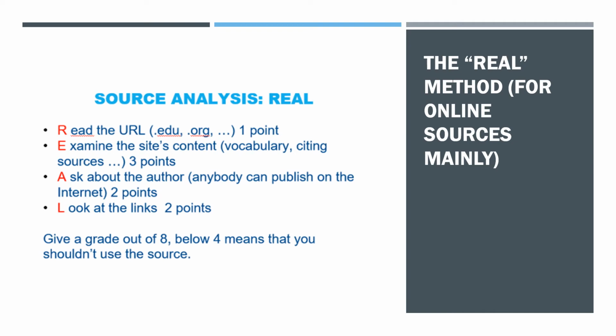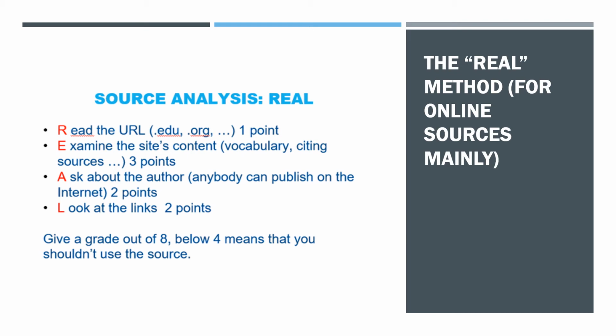The E is for examine the content, the site content, the vocabulary, the sources. Does it have a bibliography? The pictures, the grammar being used, the kind of language. And then we're going to grade that out of 3. The more accurate it is, or the more we think the content is correct, the higher the grade we're going to give for that bit.